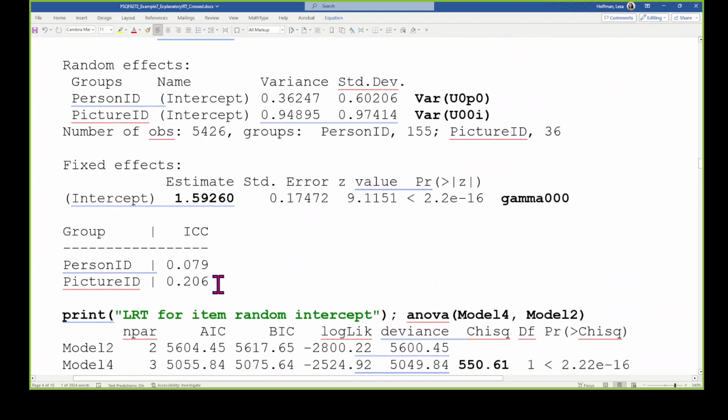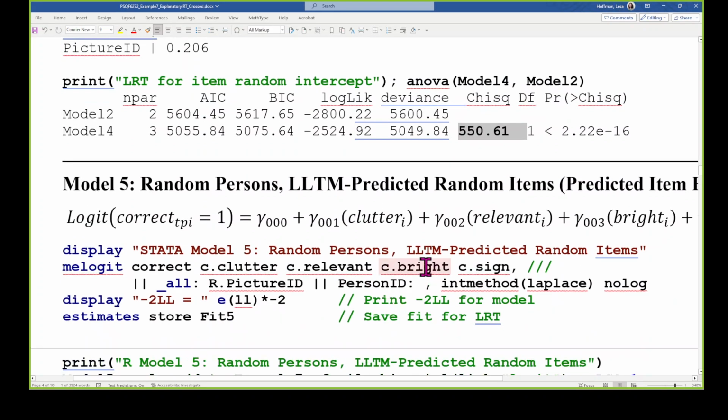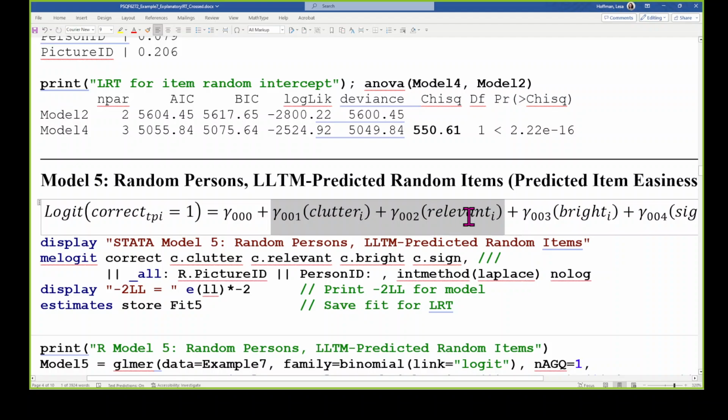So 20% of it has to do with which item is which. Significantly. So let's see why. I'm going to throw in my 4 predictors: clutter, relevant to driving, brightness as another continuous predictor, and whether the change was made to a legible sign. Those go in the model as fixed effects, the same as usual.